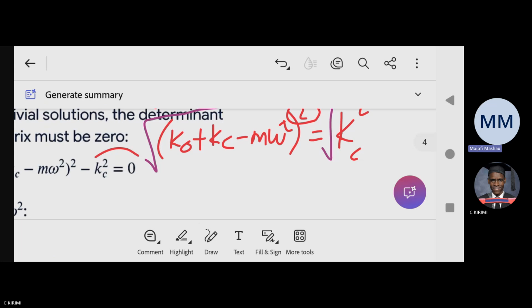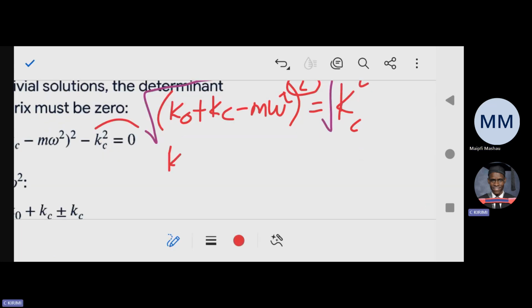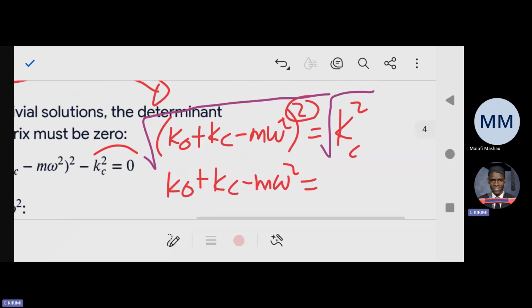So we are left with K naught plus Kc minus m omega squared is equal to, what is the square root of K squared C? The square root of Kc squared, we are left with Kc. Remember it's a square root, it can be plus or minus what? Kc, that's it.